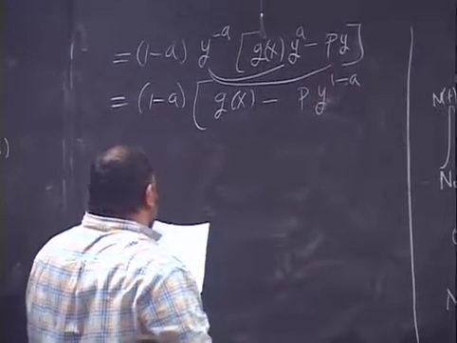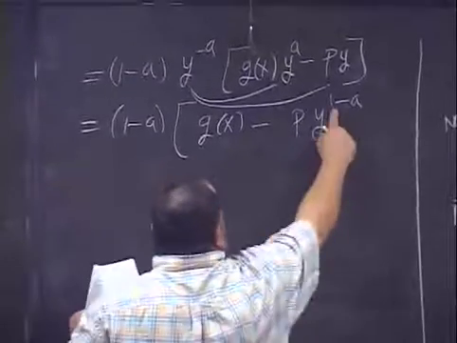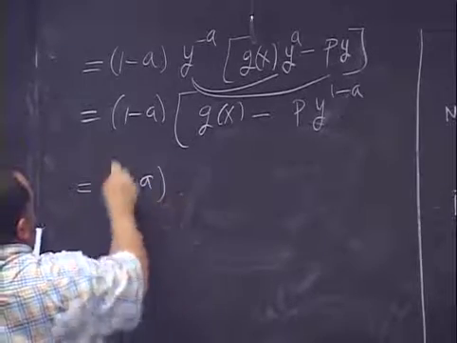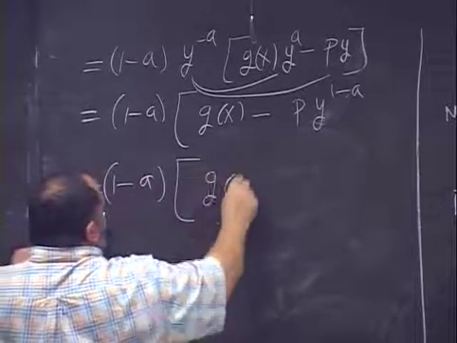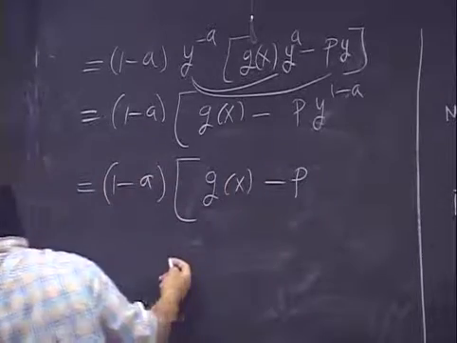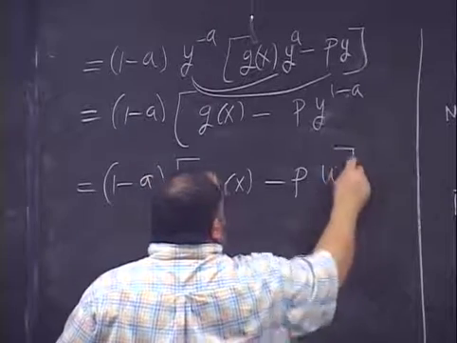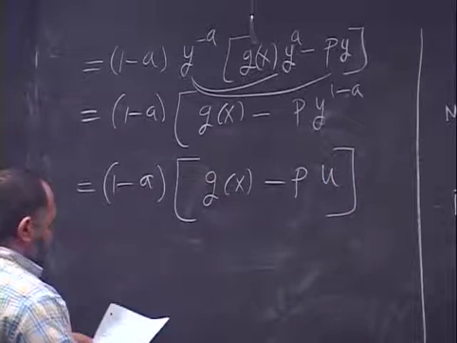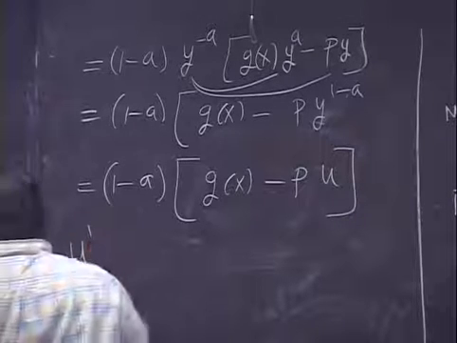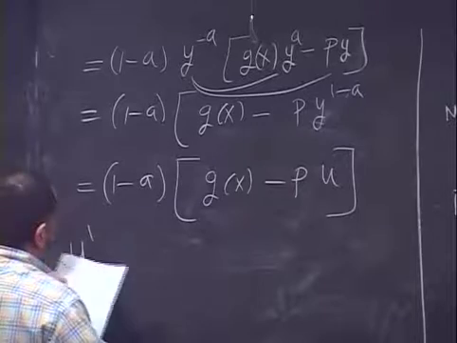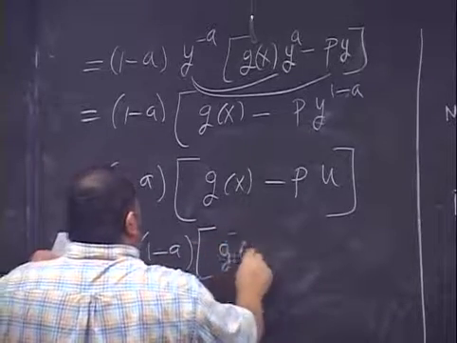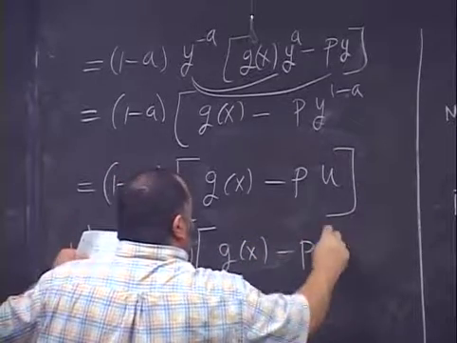So multiplied by here and here, minus p multiplied by y to the power of 1 minus a again. So what's y to the power of minus a times y? Y to the power of 1 minus a. This is g of x and minus p. What's this? So this is u. Okay, guys. Now I have u prime, which is du by dx, equal to 1 minus a multiplied by g of x minus p multiplied by u.